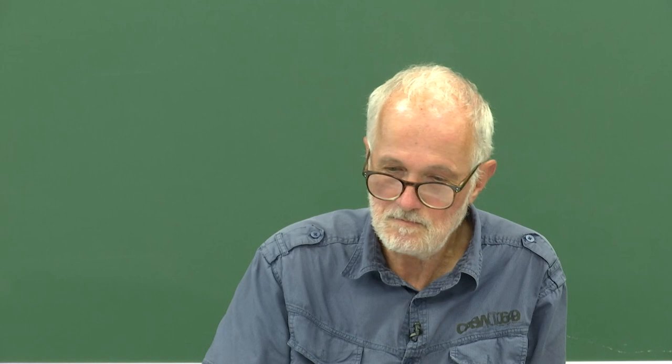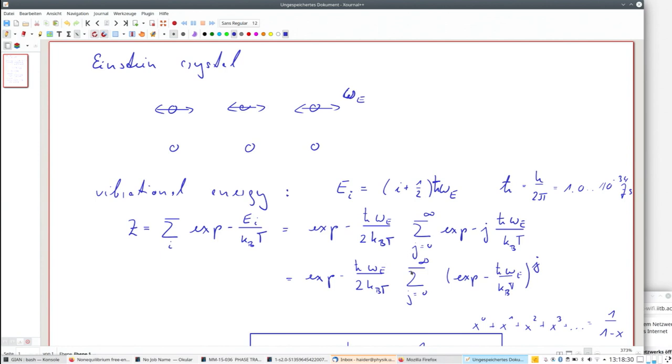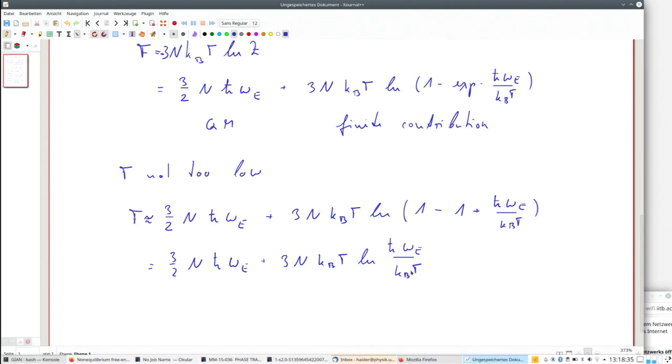So this was this little point about the Einstein model here, which I think is easy to understand. And tomorrow I think we continue then with real phonon spectra and so on. And I wanted to add another point which I forgot, and perhaps I can briefly put this here about fluctuations.